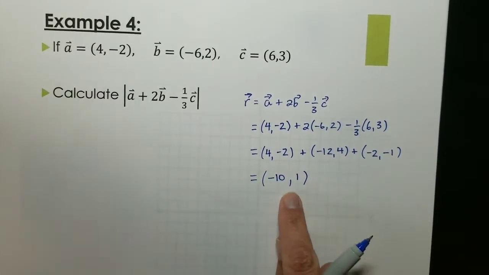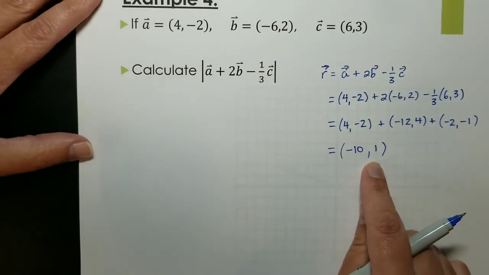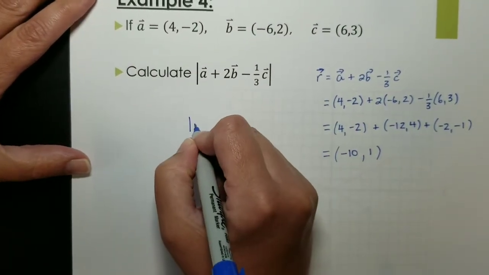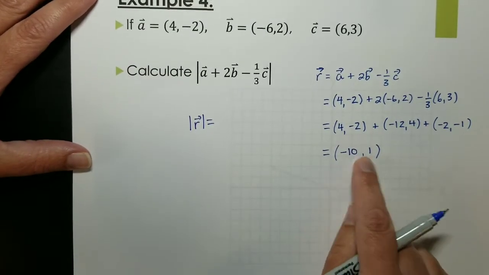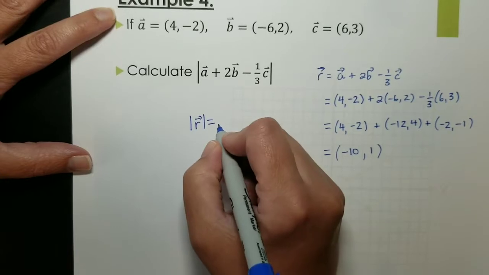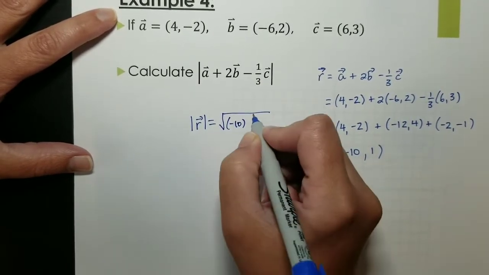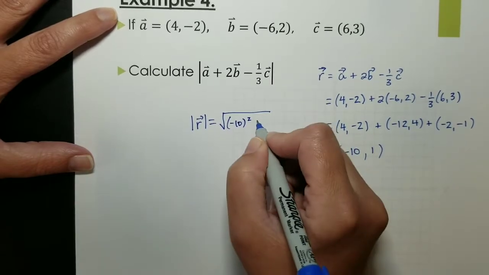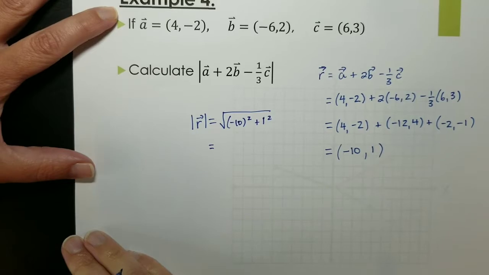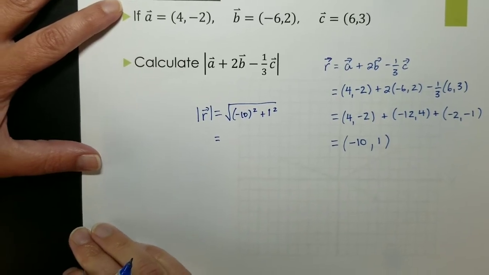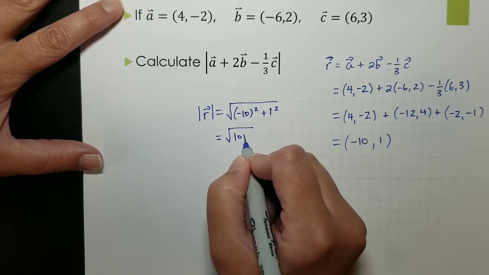So that's my new resultant vector, but I'm not just asked for what that vector is, I'm asked for the magnitude of that. So I'm going to calculate the magnitude of vector r, and vector r goes to -10, 1. So using the Pythagorean theorem, it has a vertical movement of 1 and a horizontal movement of -10. So the hypotenuse of that will be the square root of 101.